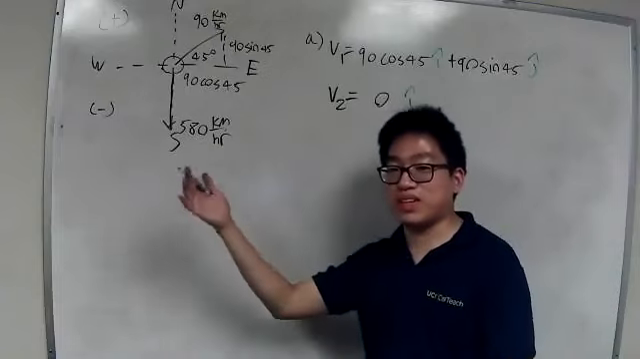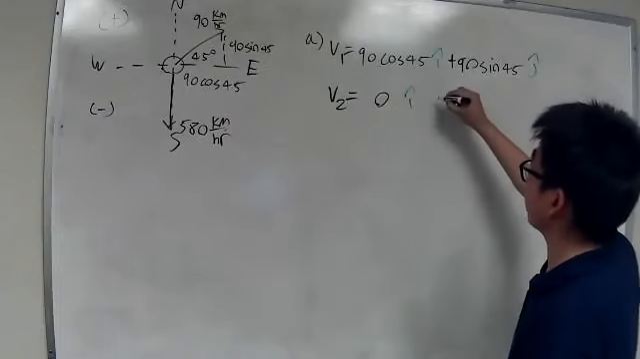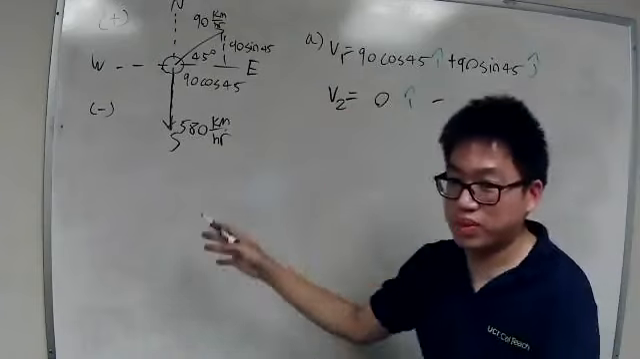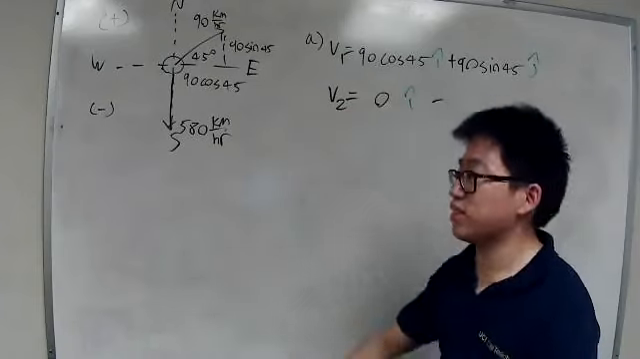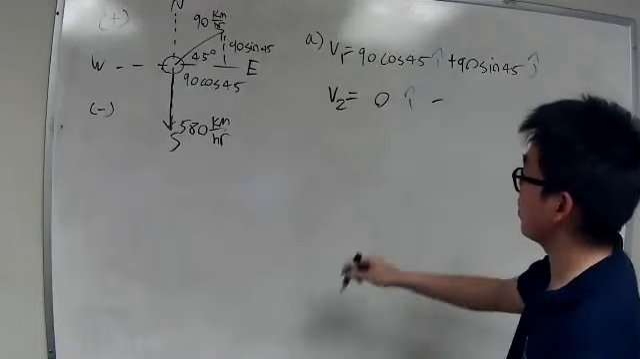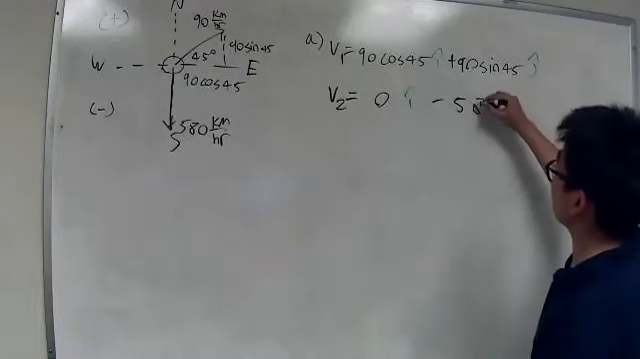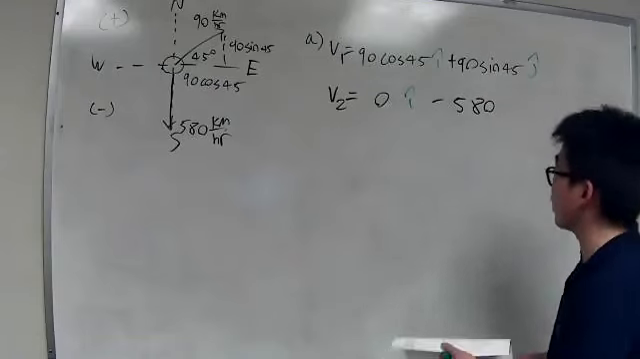Towards the ground is negative 580, right? It wouldn't make sense if everything was positive, and I'm always just adding vectors. This is positive, this is negative 580, and then j hat.